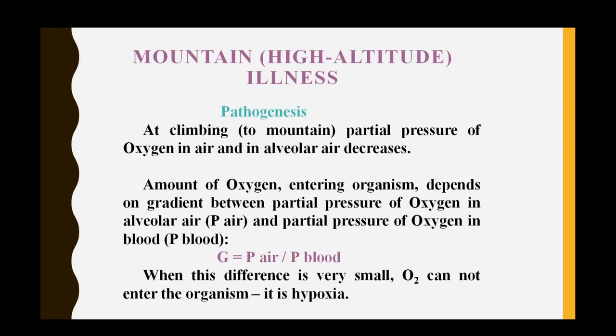And now we should discuss pathogenesis and manifestations of mountain or high altitude illness. Pathogenesis: at climbing to a mountain, partial pressure of oxygen in air and in alveolar air decreases. The amount of air oxygen entering the organism depends on the gradient between partial pressure of oxygen in alveolar air and partial pressure of oxygen in blood. When this difference is very small, oxygen cannot enter the organism and hypoxia develops in the person.